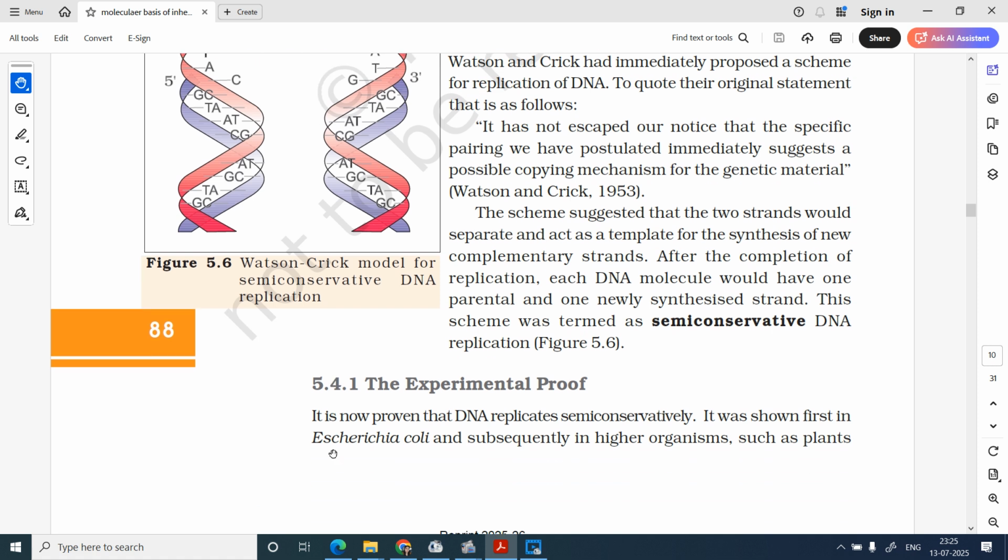The scheme suggested that the two strands would separate and act as a template for the synthesis of new complementary strands. After the completion of replication, each DNA molecule would have one parental and one newly synthesized strand. This scheme was termed semi-conservative DNA replication, figure 5.6.